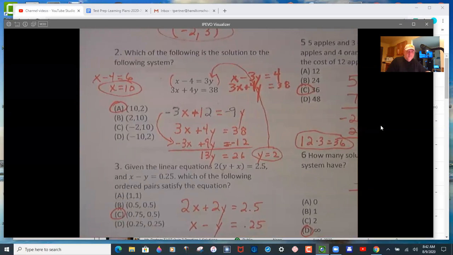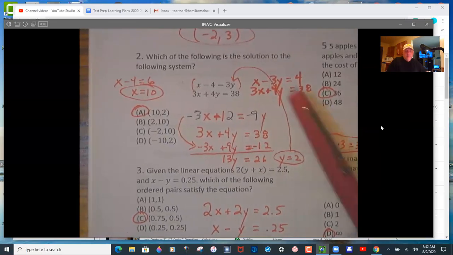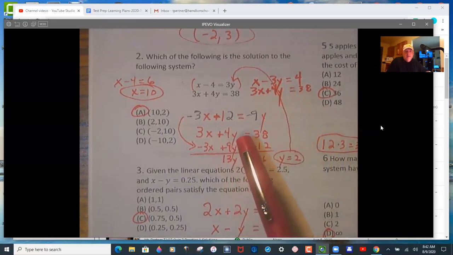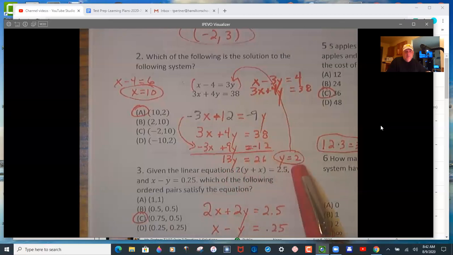Number 2, okay, so here's the work. Multiplying the top by a -3 and then adding that to the bottom will produce y equals 2. So you have to try to create opposites. It's called the method of elimination. Try to create opposites.